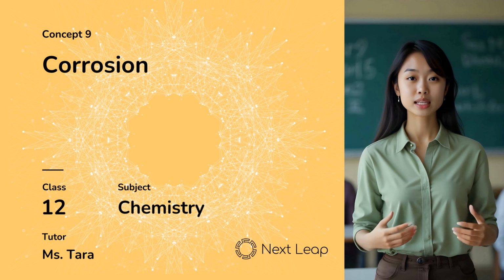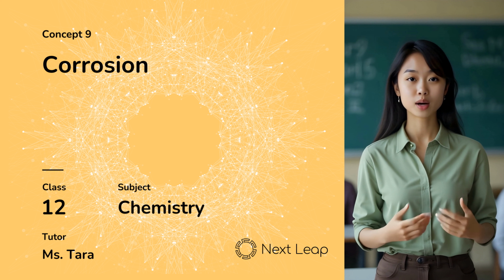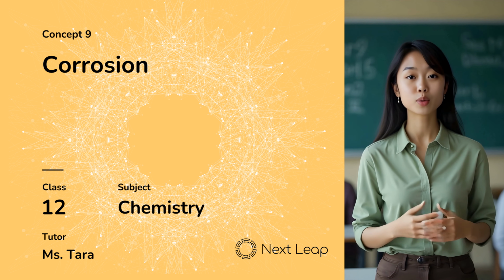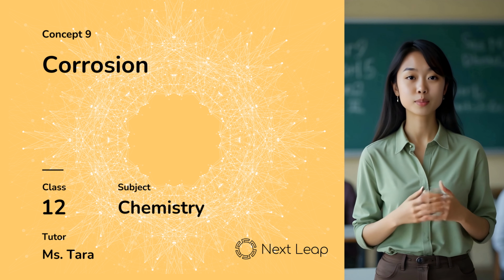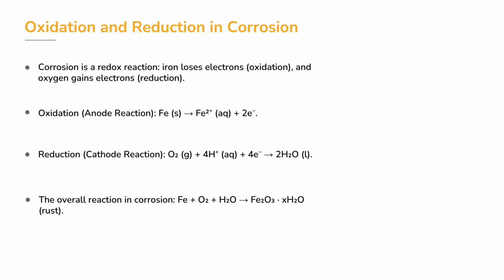Just like when you leave an apple out and it turns brown, metals, too, are prone to oxidation when exposed to oxygen. Corrosion is not just about metal turning into rust, it's about a redox reaction, a process involving both oxidation and reduction. Let's break this down with iron rusting.